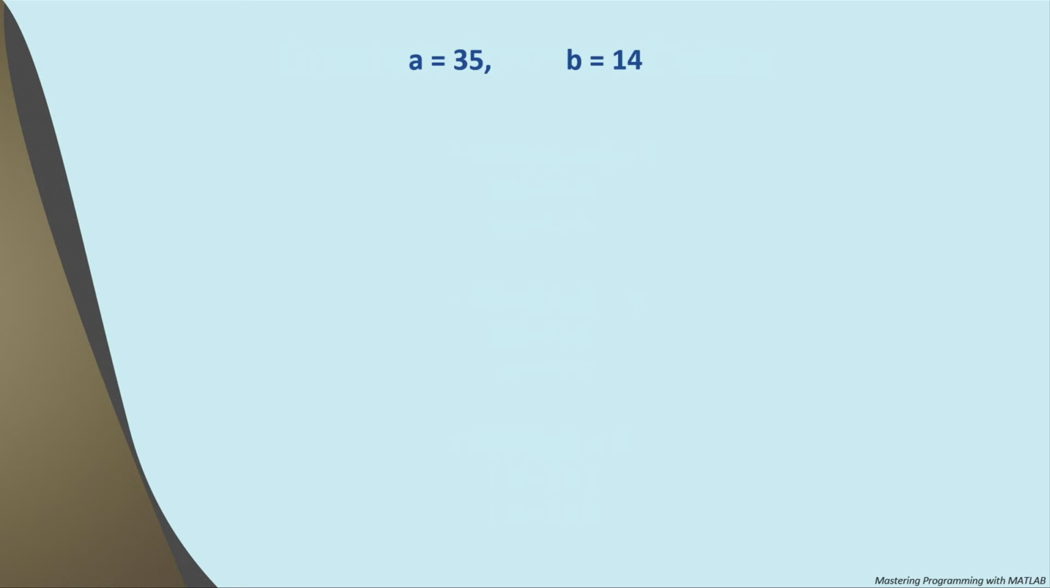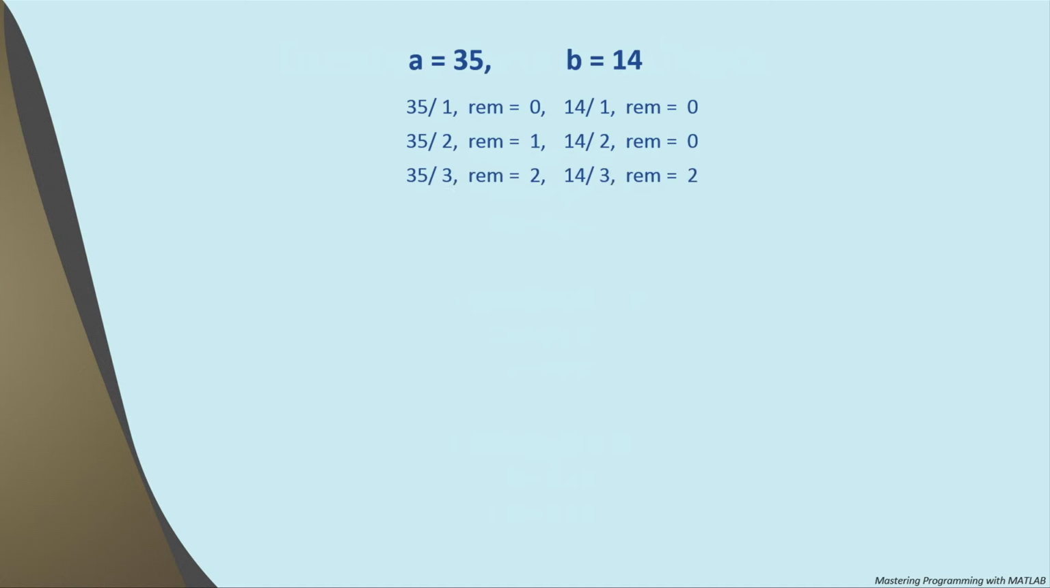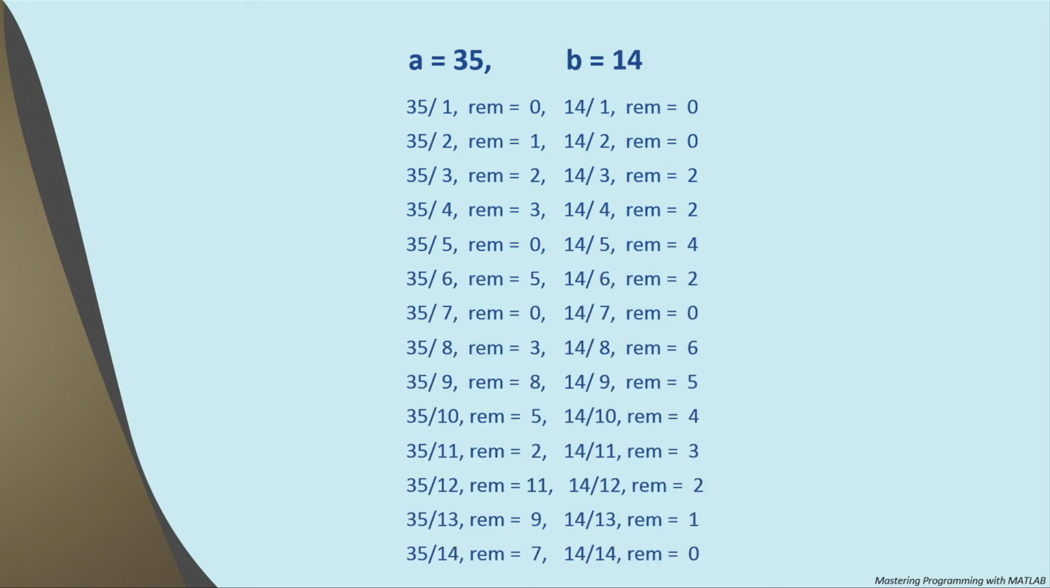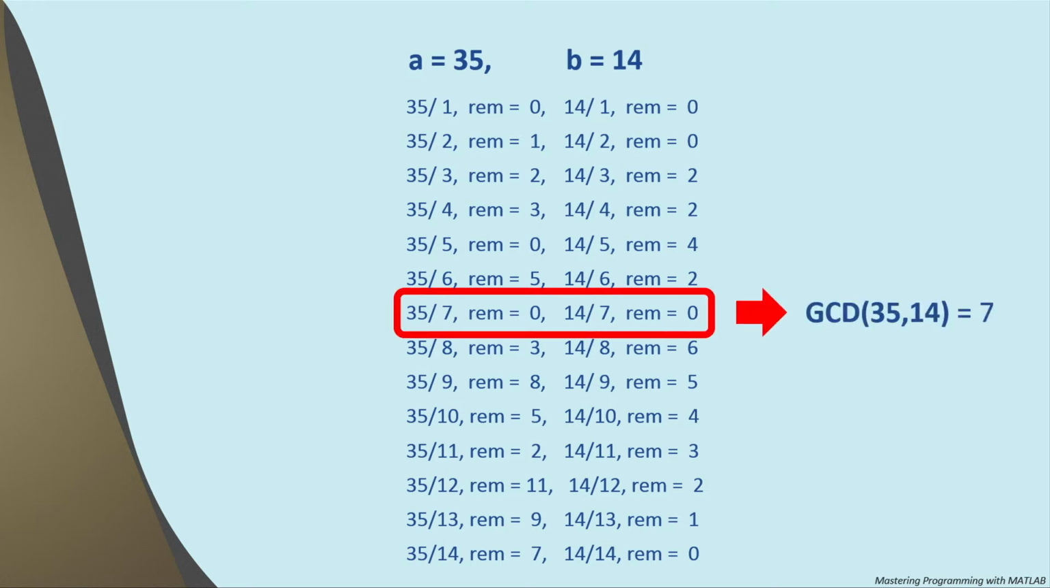and as shown here, we could divide them both by all the integers from 1 to 14, starting with 1, which always gives a remainder of 0, then by 2, whose remainder is 0 only for 14, then by 3, whose remainder is not 0 for either one of them, and so on up through 14. Then we search back to find the largest integer with a remainder of 0 for both of them, which in this case is 7. And so 7 is the greatest common divisor of 35 and 14.